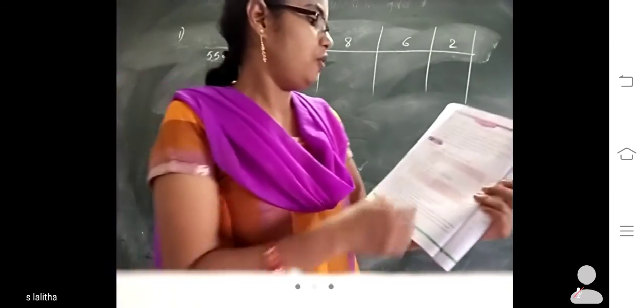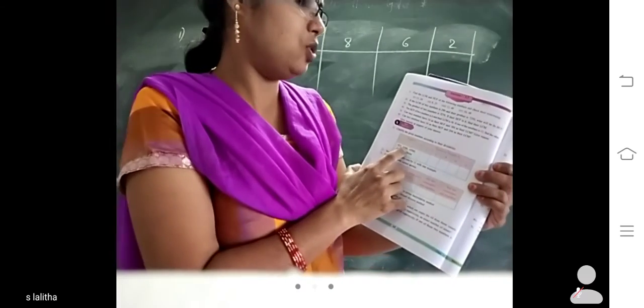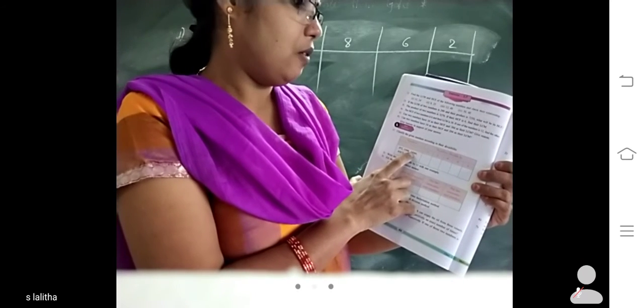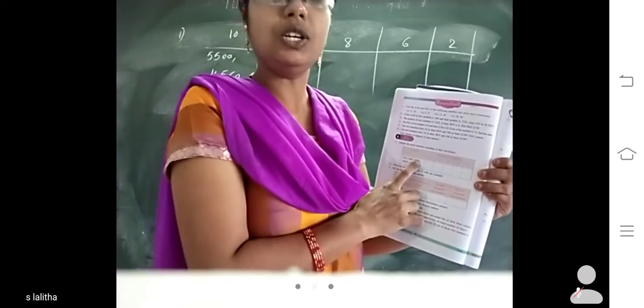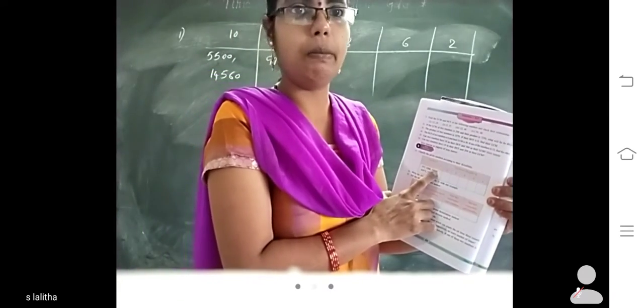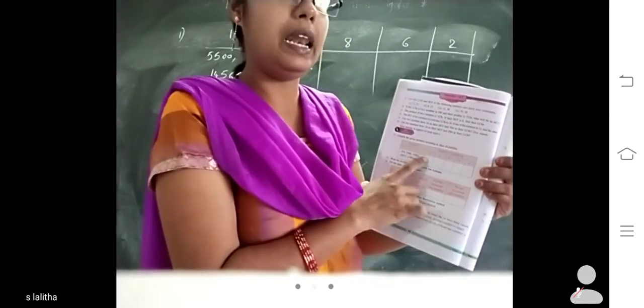Next, 5500. 5 plus 5, 10. 10 is not divisible by 9. So it is not divisible by 9. Next, 1 plus 4, 5. 5 plus 5, 10. 10 plus 6, 16. Is 16 divisible by 9? No, it is not divisible by 9. So this number is not divisible by 9.